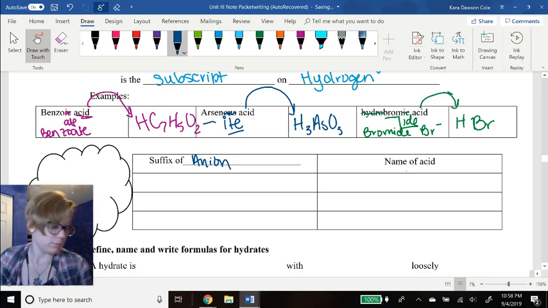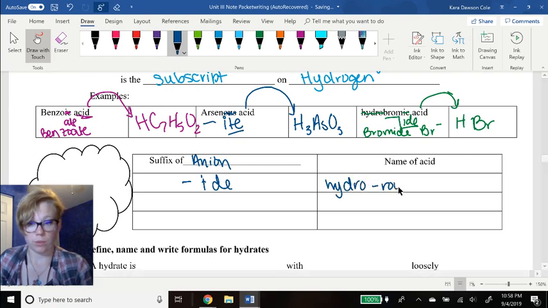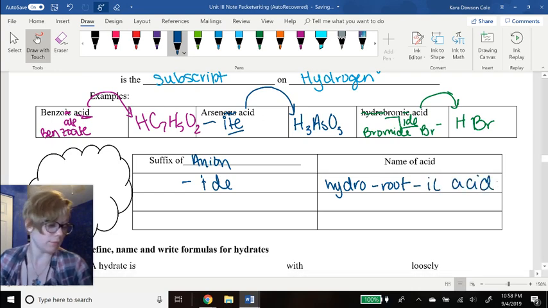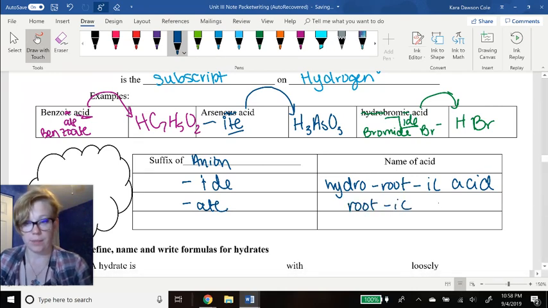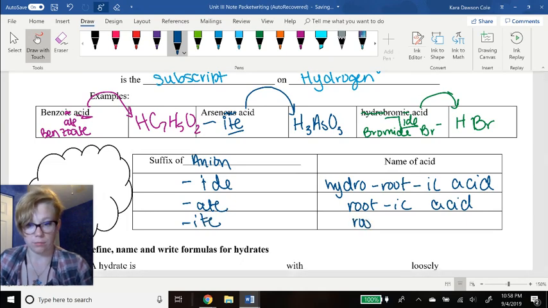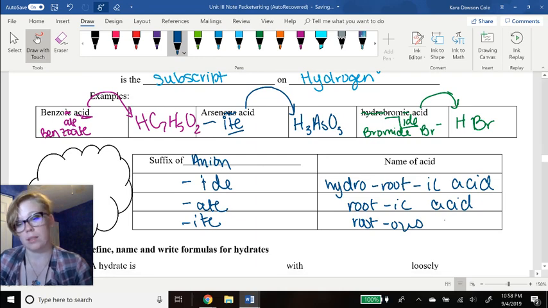The suffix of the anion gives me the name of the acid. If I've got ide, I'm going to have hydro, the root word, ic, acid. If I have ate, I don't have any prefix, I just have the root word, ic, acid. And if I have ite, I have the root, ous, acid.